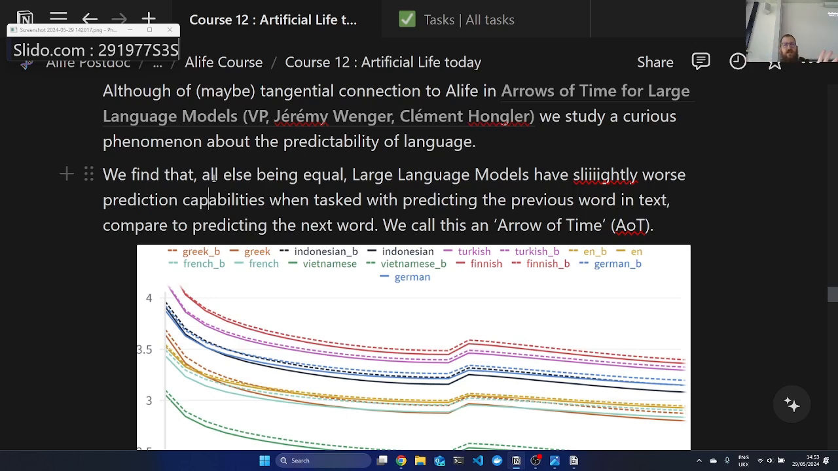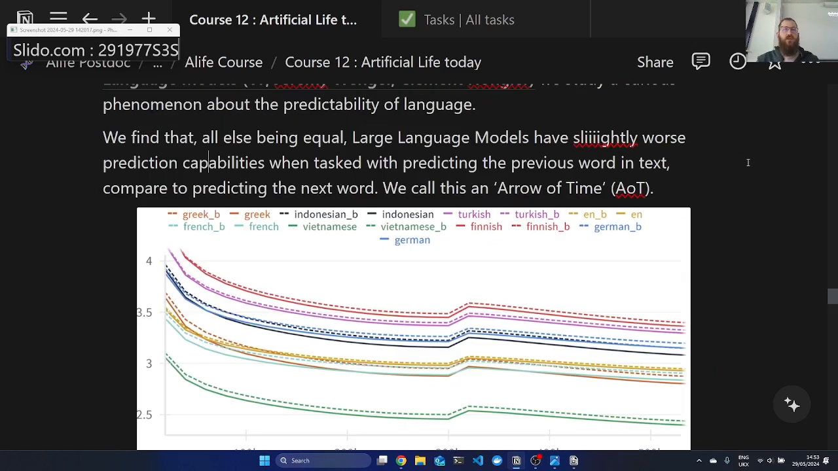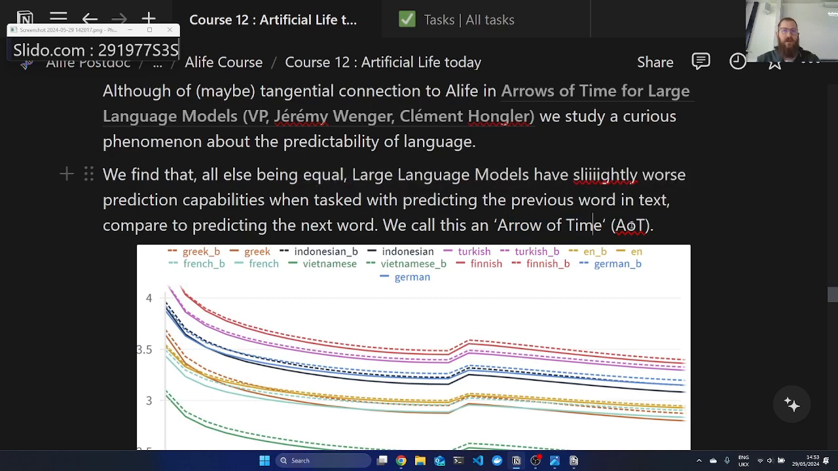But nothing prevents you from training the model to do exactly the opposite: to predict the previous word in a sentence. You can give it the end of a sentence and it fills in the words going backwards. What we see when we train the model like this is that it does very slightly worse, 2 or 3%, than the one trained in the forward direction. We call this an arrow of time in language.